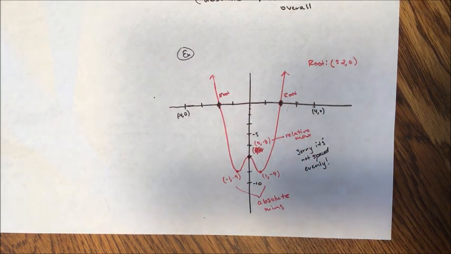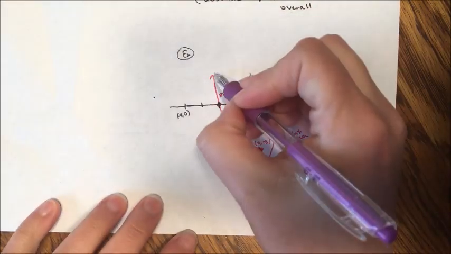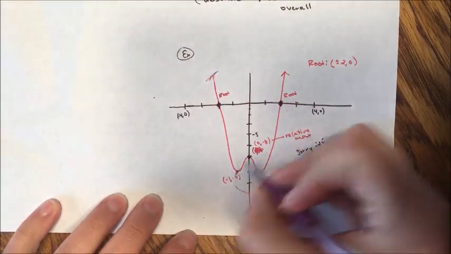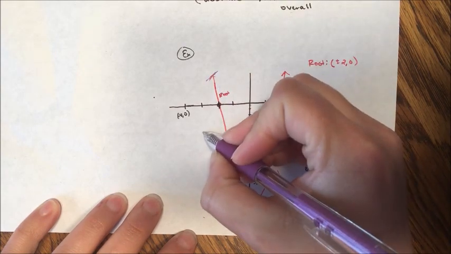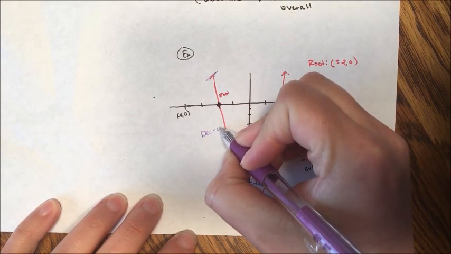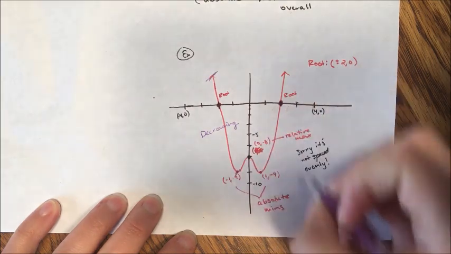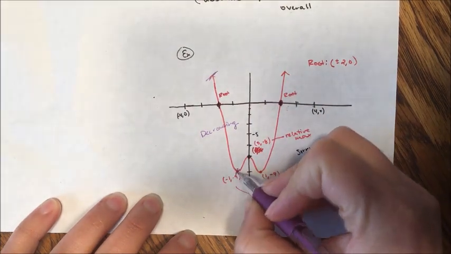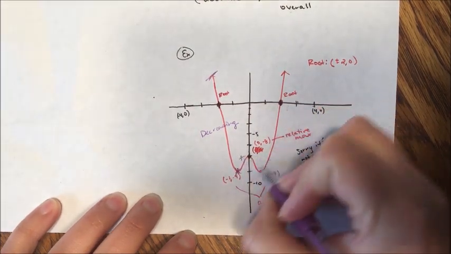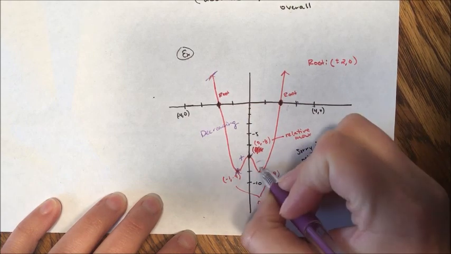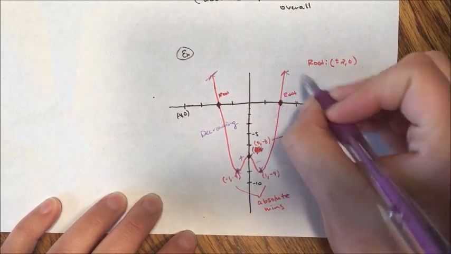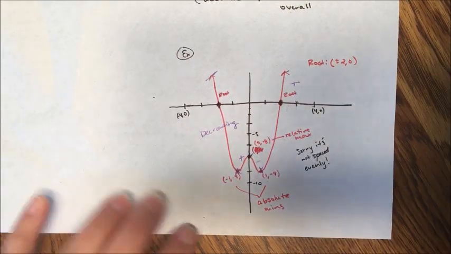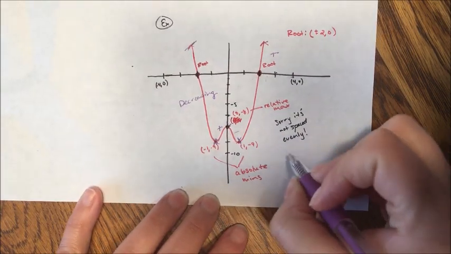The other thing that we need to talk about is where the graph is increasing or decreasing. As you can see, from here to here, my graph is going down. So this is decreasing. From here to here, it's increasing. Here to here is decreasing. Here to here is increasing. Okay, it's a lot of information, I know.